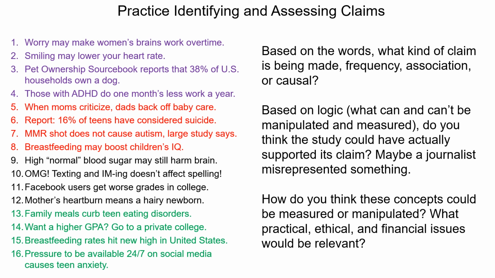And do you think these concepts could be measured or manipulated? Or how do you think they could be? What practical, ethical, or financial issues would be relevant? So these are ones just to look through. Look through these claims that journalists are making and try to see if they're actually frequency, association, or causal.